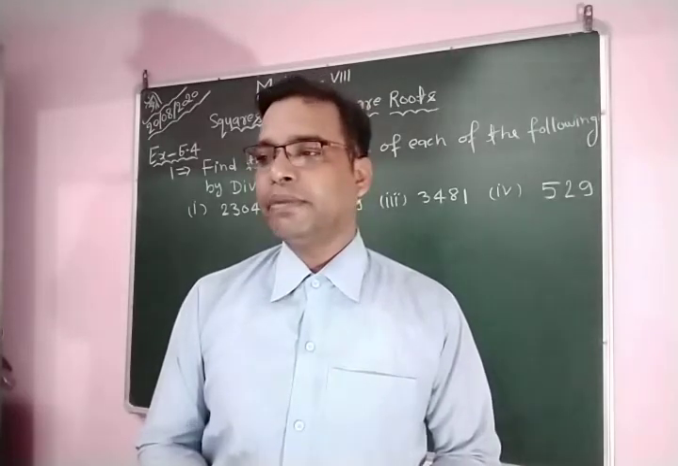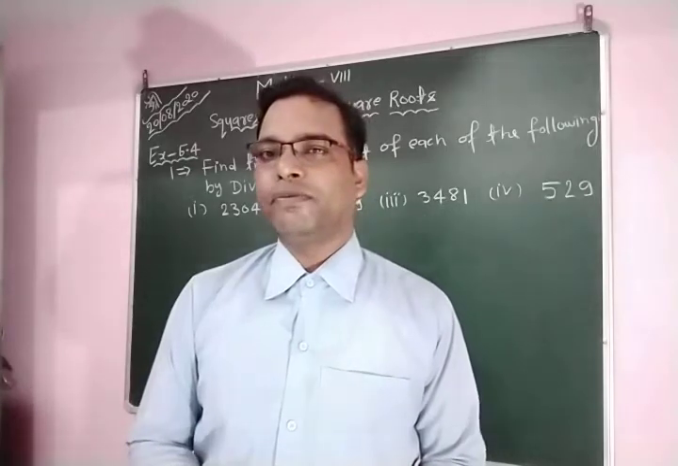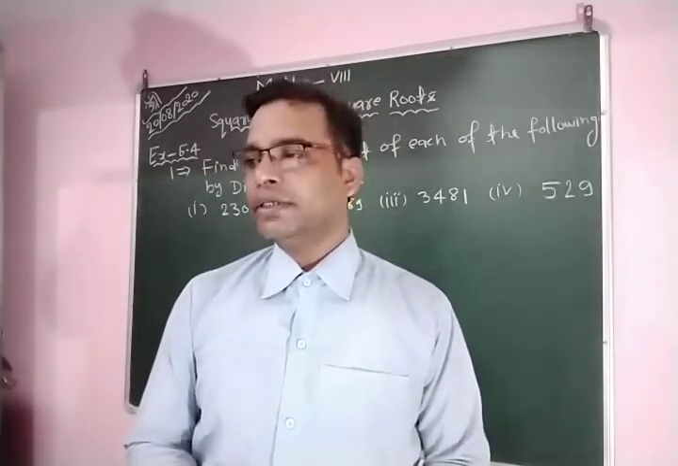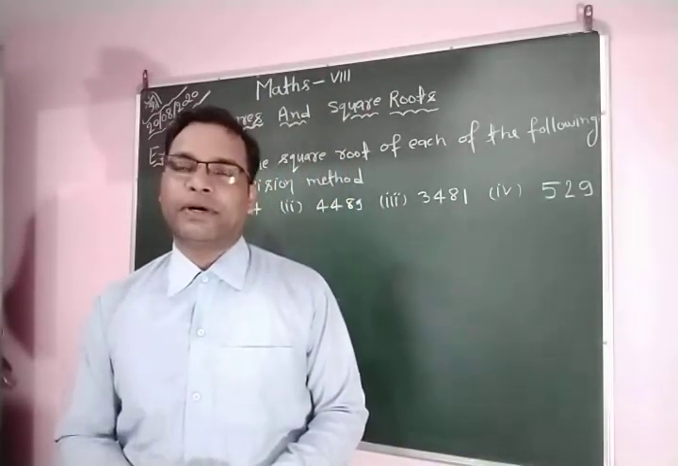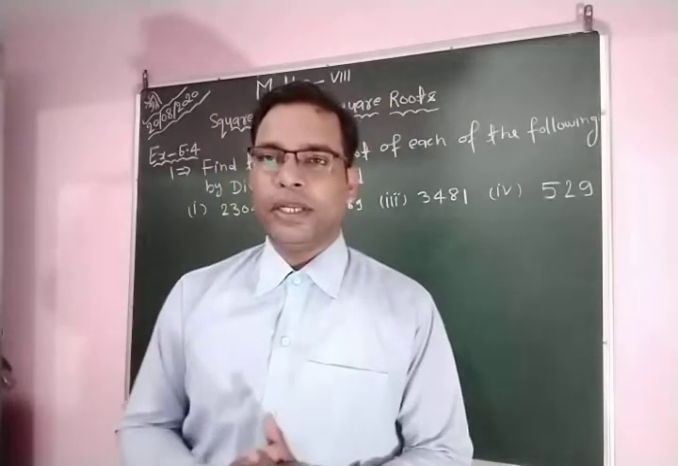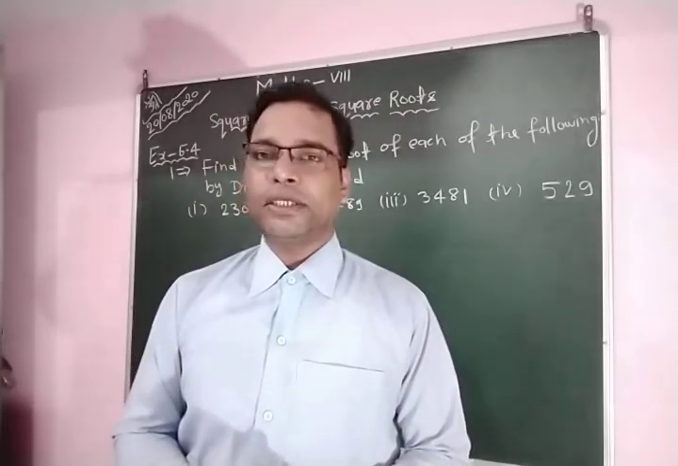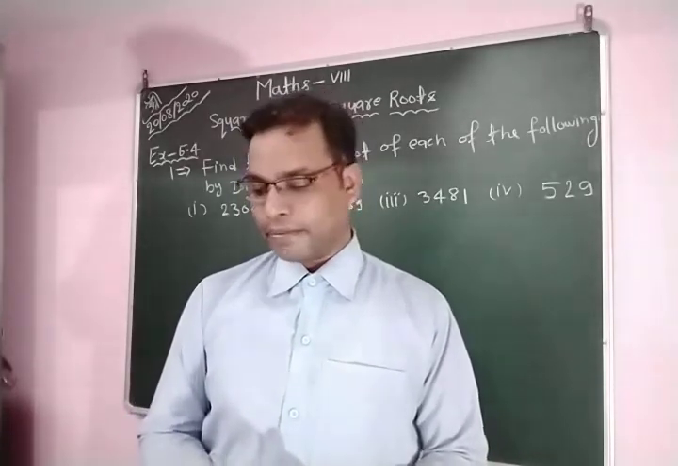The given numbers are 2304, 4489, 3481, 529, and so on. Okay, so let's see how to do the division method, or how to find the square root by the division method.